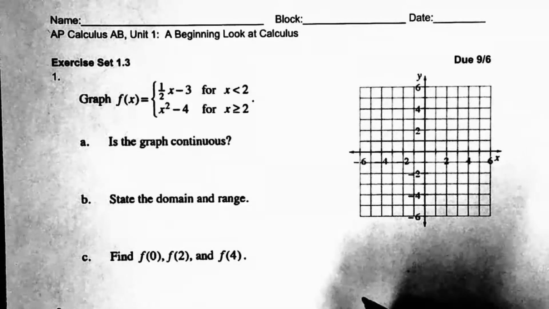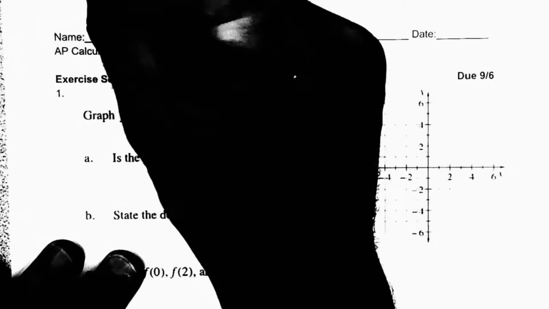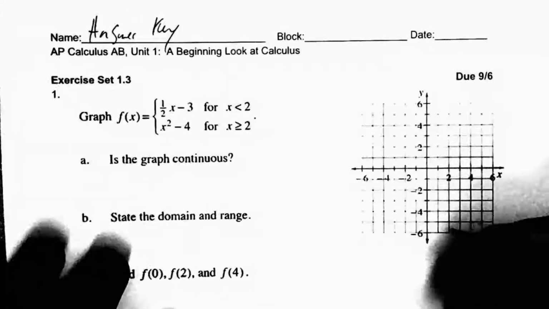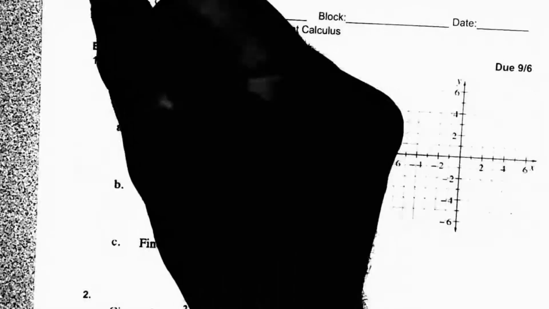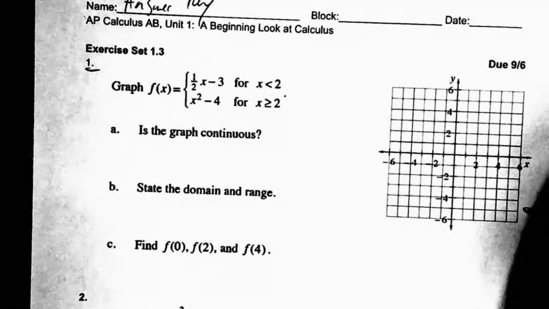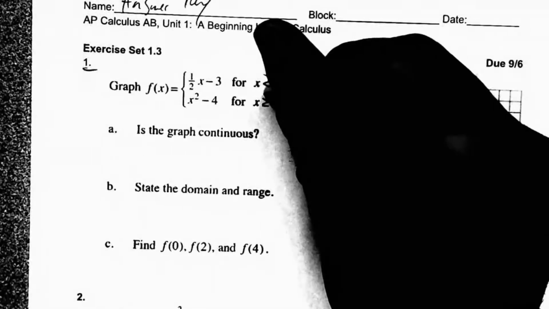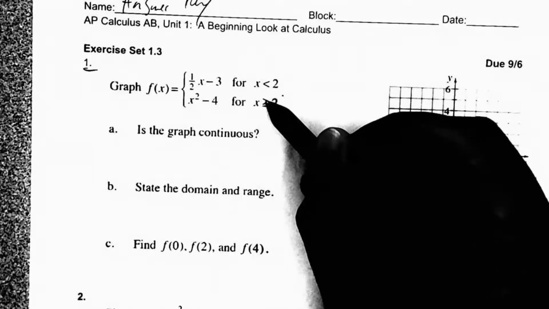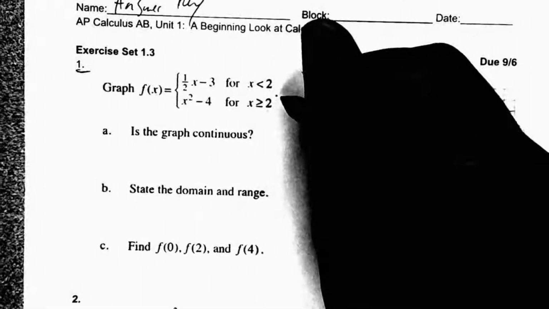All right, this is the answer key for exercise set 1.3. Question one: graph f of x equals 1 half x minus 3 for x less than 2, and x squared minus 4 for x greater than or equal to 2. So this is piecewise.